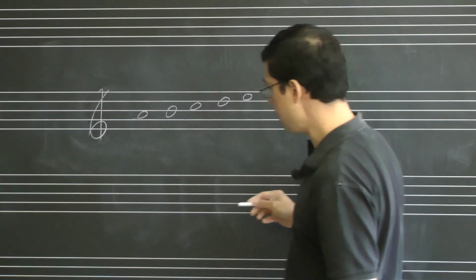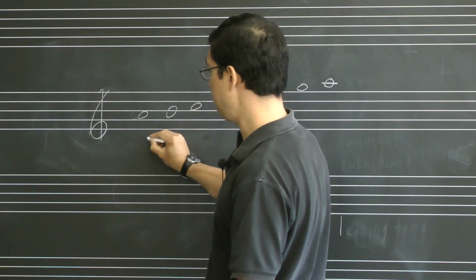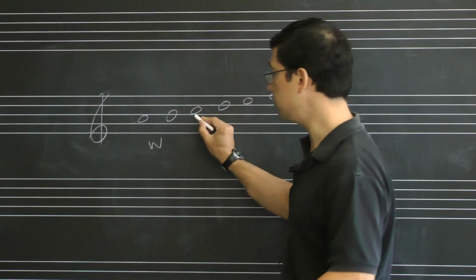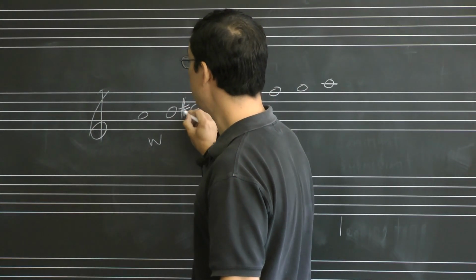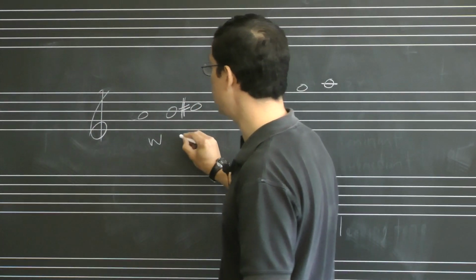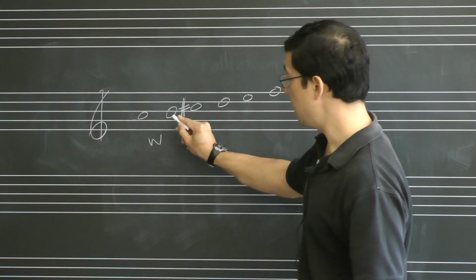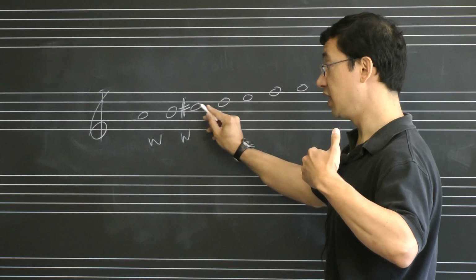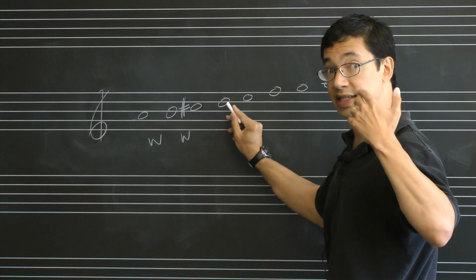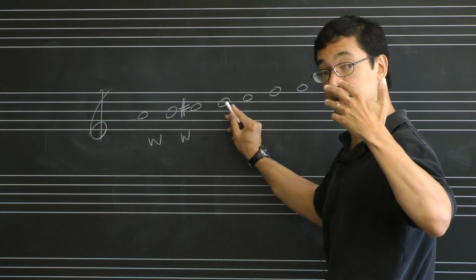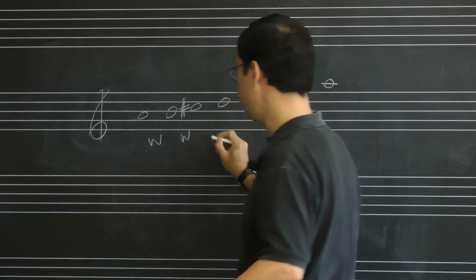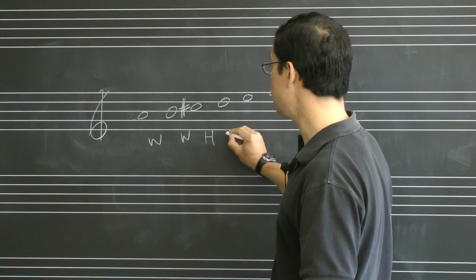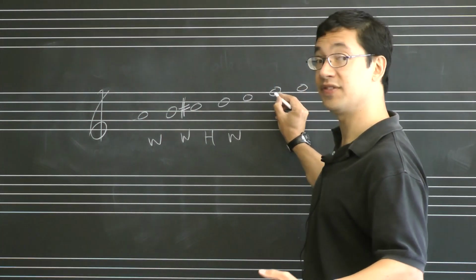So, A to B is a whole step, and we're happy. B to C is a half step, and we want a whole step. So what do we do? We raise that C to a C sharp using a sharp. So now A to B is a whole step, B to C sharp is a whole step, and C sharp to D. Well, C to D was a whole step, so now C sharp to D is going to be a half step. So we don't need to do anything. We've got whole, whole, half. D to E, whole step. E to F, that's a half step.